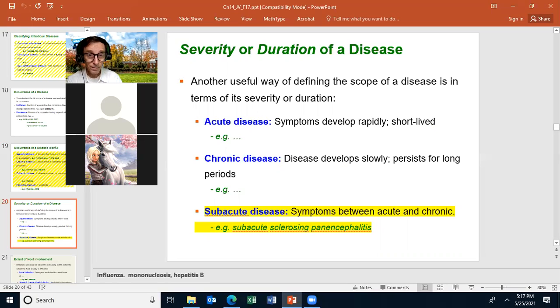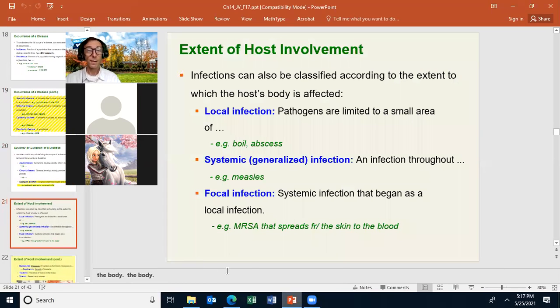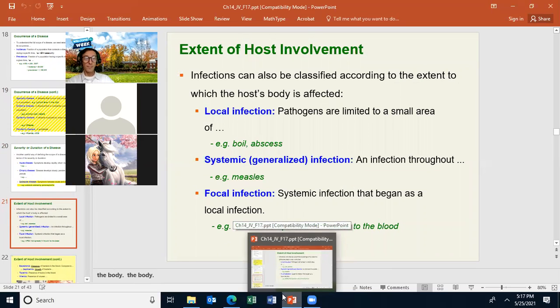There is a term for a disease that's in between an acute disease and a chronic disease, but we're not going to cover it. It's called the subacute disease, and I don't think anyone knows sclerosing panencephalitis, that is a subacute disease. So I won't hold you to that.